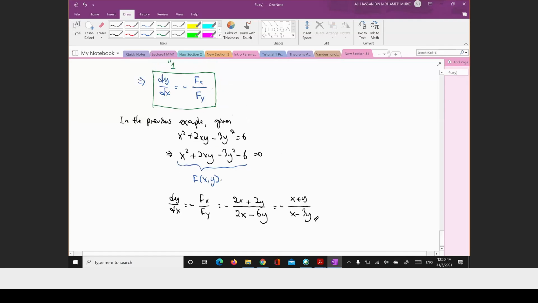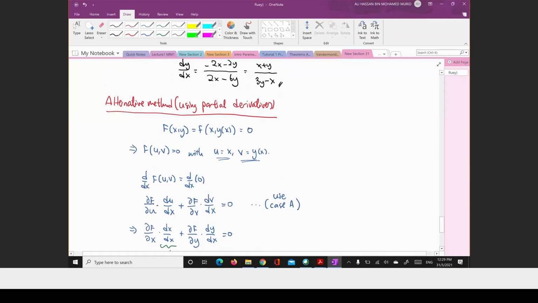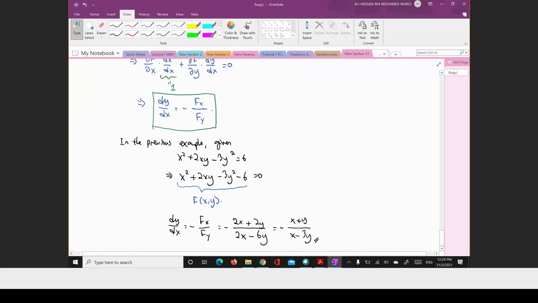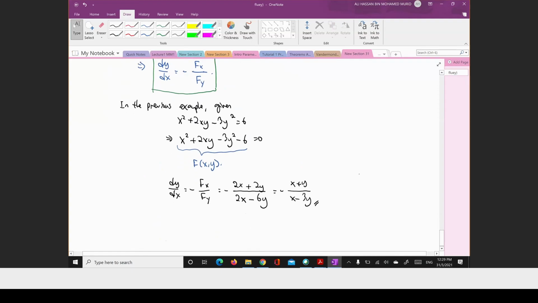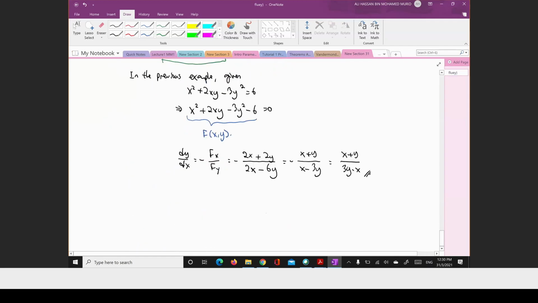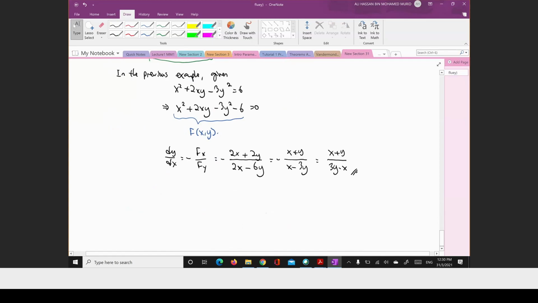Is it not the same as our previous result? Previously we got (x plus y) over (3y minus x). If I multiply the minus sign into the denominator, we get 3y minus x, which is the same as from the previous method. So this is one application of partial derivatives for finding dy dx, where y is a function of x defined implicitly.